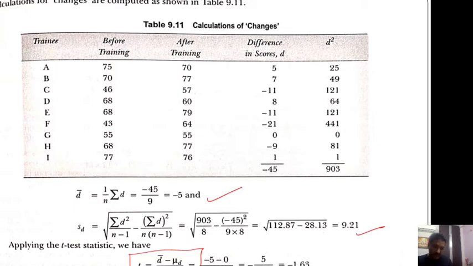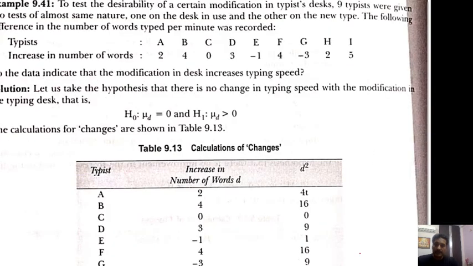So if we compare it with t alpha by 2, this value is greater than t alpha by 2. That's why we should accept our null hypothesis, because it is not coming in the rejection region. So this is the way we check whether the difference between two population means is significant or not. Now come to the next.